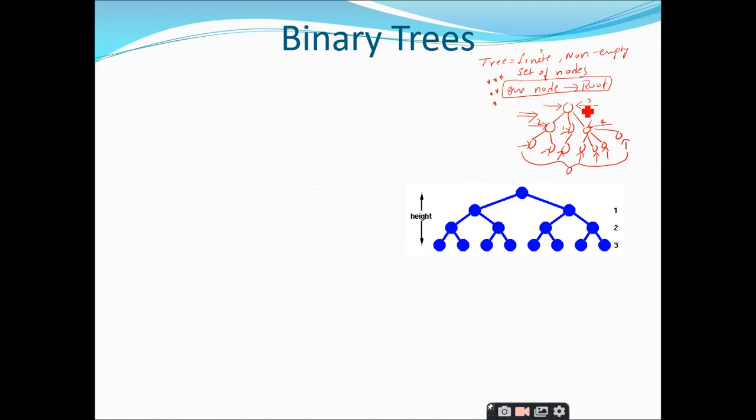If you carefully observe this diagram, you can see that there is no restriction on the number of child nodes that a node can have. This node is having 3, this node is having 2, 1, 4, 0. Like that, you can have any number of children for a particular node. If you don't impose any restrictions on the number of child nodes that a node can have, then we call it a tree.